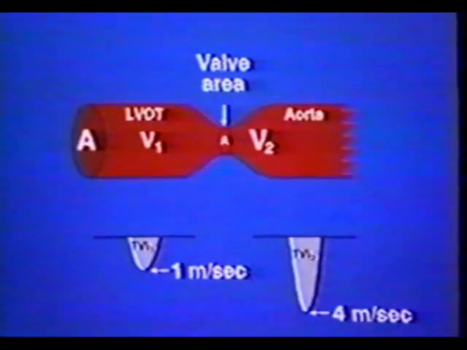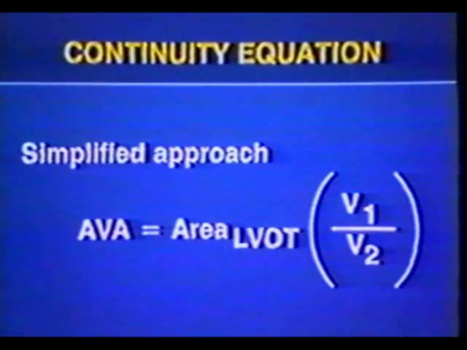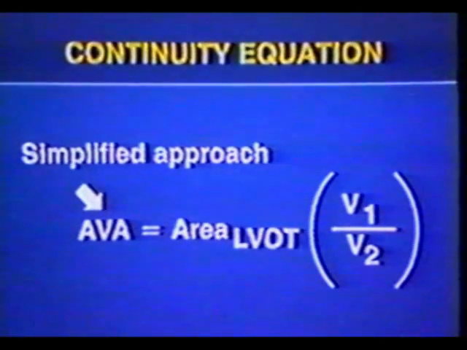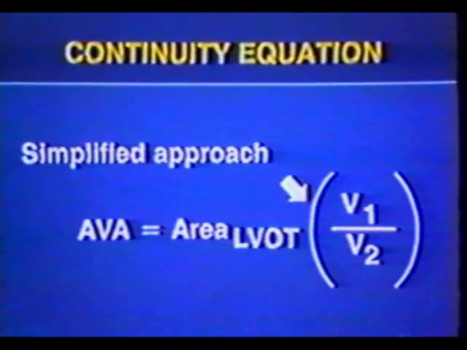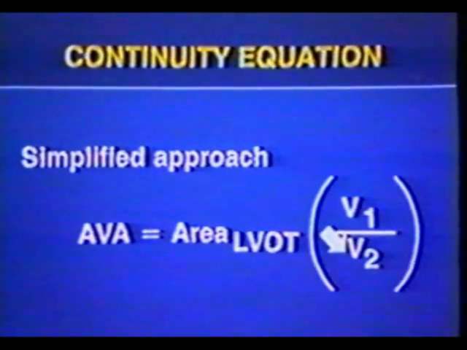It has been shown that the procedure for determining aortic valve area can be simplified without sacrificing clinical accuracy. Since the ejection time is the same in the LVOT and aorta, the peak velocities in the LVOT and aorta can be substituted for their respective time velocity integrals. This yields the simple equation that can be used in daily practice. The aortic valve area is equal to the cross-sectional area of the left ventricular outflow tract times the ratio of the velocity in the left ventricular outflow tract and the velocity in the aorta.